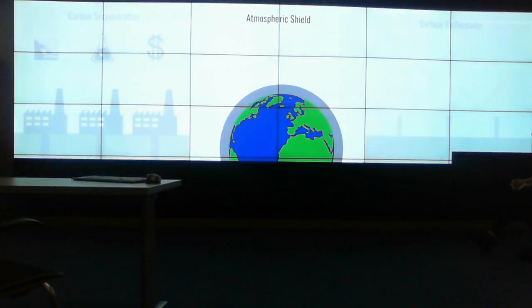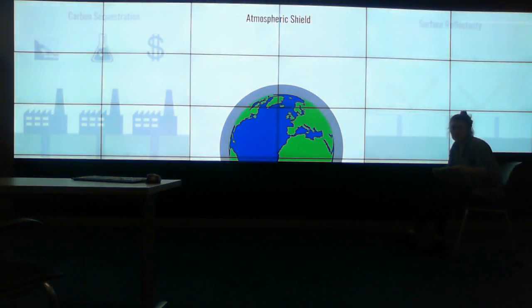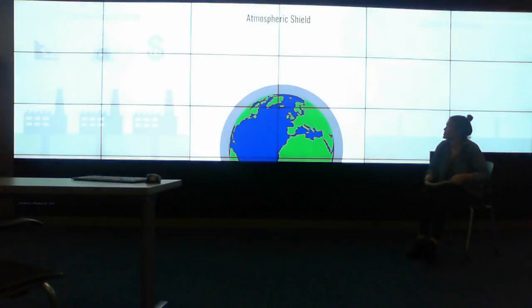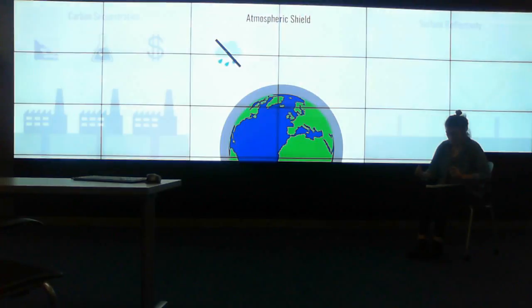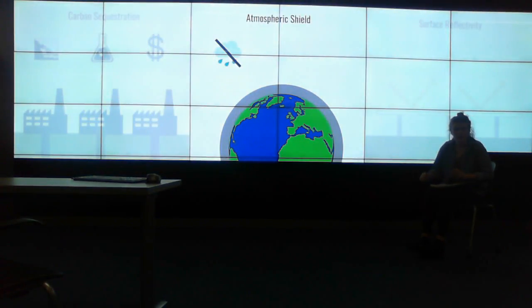Okay, so addressing problems with the atmospheric shield geoengineering idea: the amount of precipitation that's going to occur globally is going to decrease by estimates between 5 and 13% depending on the region, which will lead to agricultural problems in regions where they really need to catch a break as far as agriculture goes and keeping their economy going.